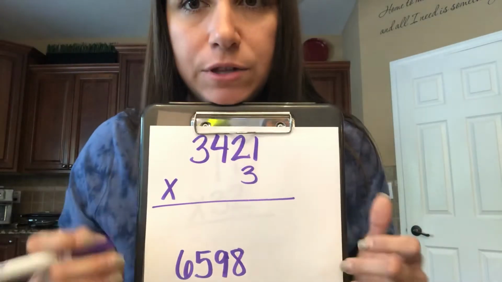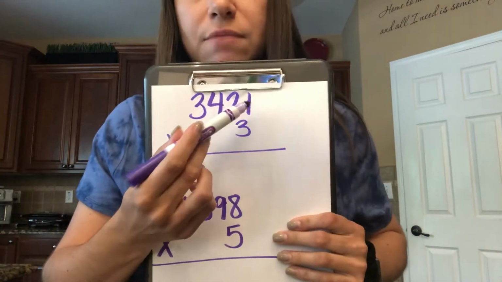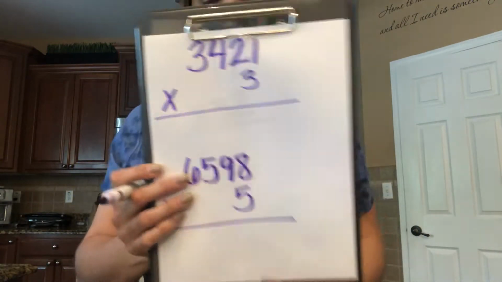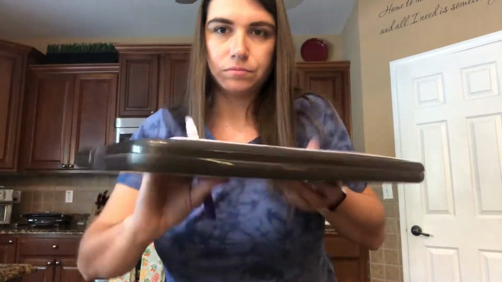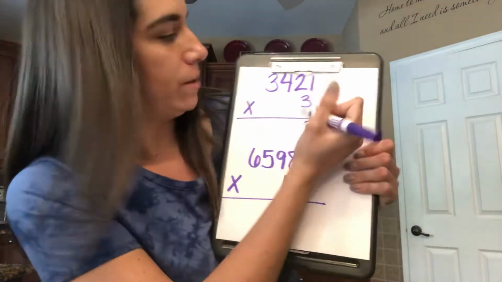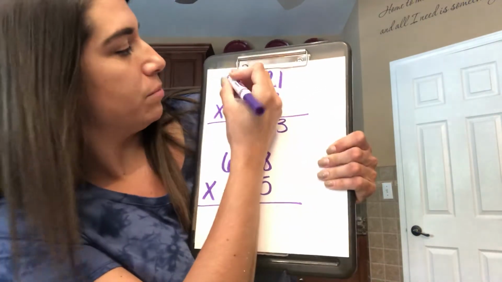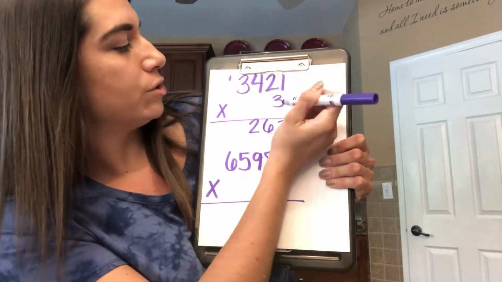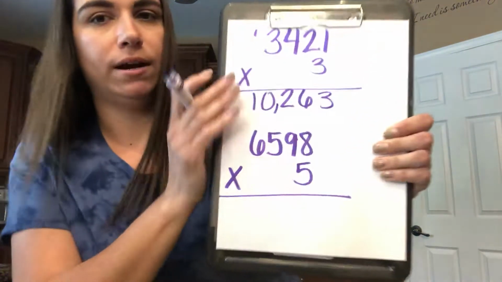All right, now that you're back with me, we're gonna go ahead and start with the top one. So we're gonna take 3 times 1. We always wanna start in our ones place. So 3 times 1 is 3. 3 times 2 is 6. 3 times 4 is 12, and I'm gonna bring up the 1. And then 3 times 3 is 9, plus 1, which is 10. And then you should have put your comma right there.